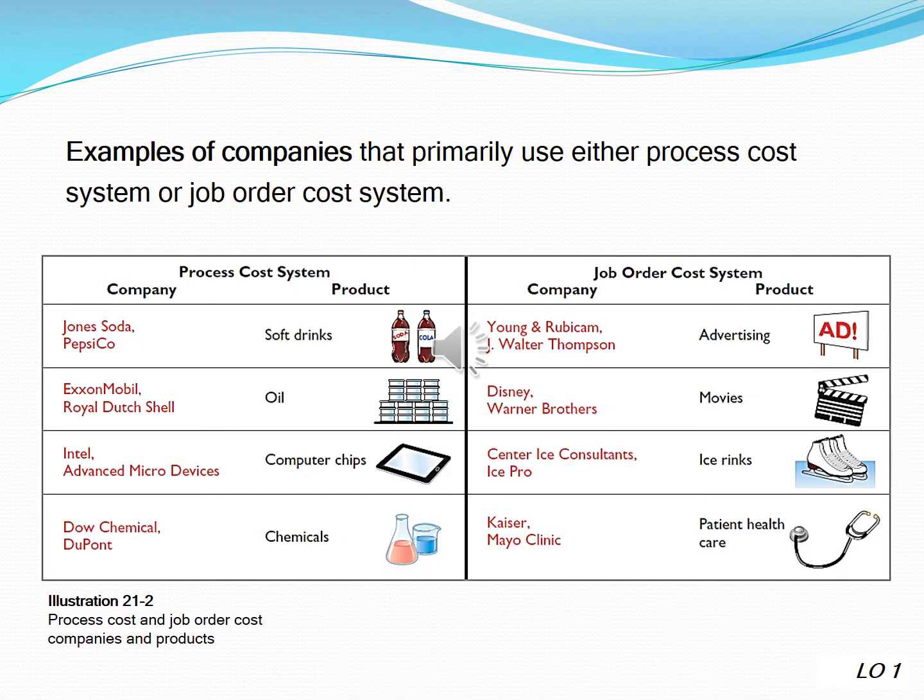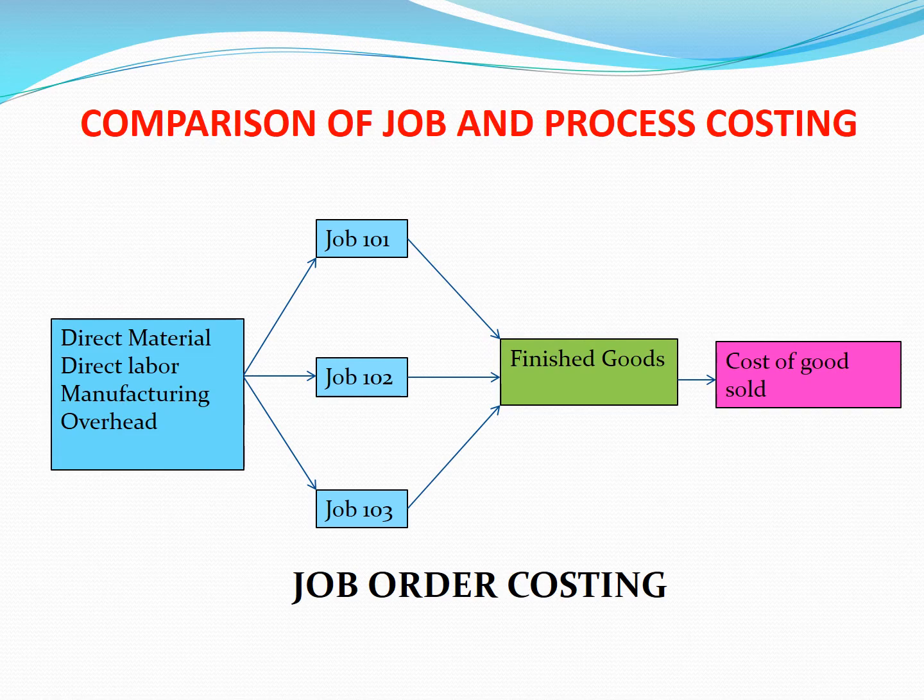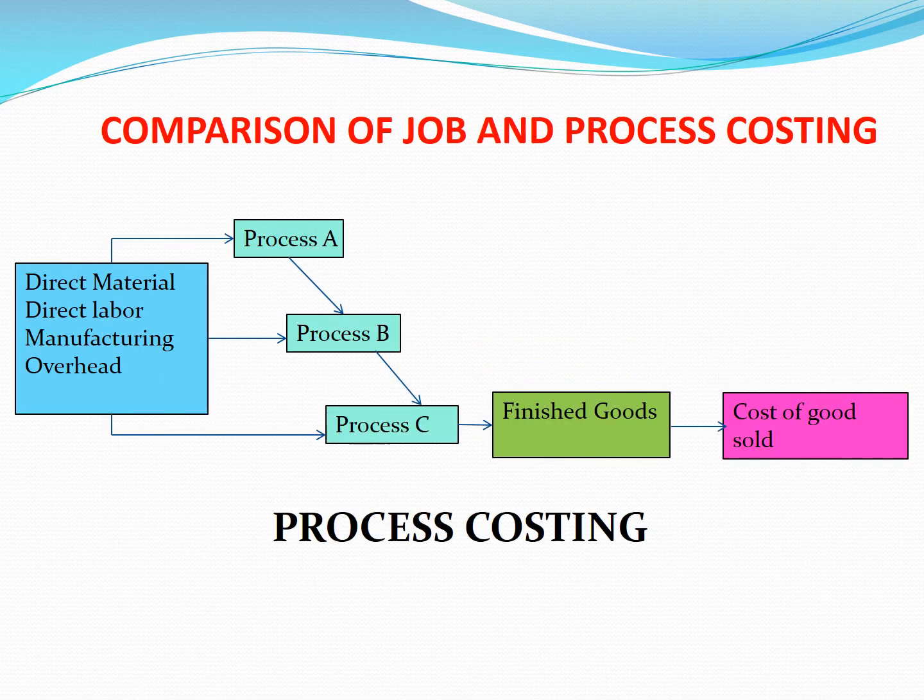Examples of companies that primarily use either a process cost system or a job order cost system. Illustration 21-2. Process cost and job order cost. Companies and products. Comparison of job and process costing. 4. Job order costing.